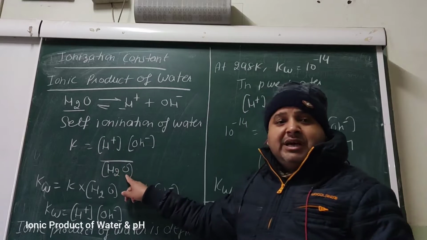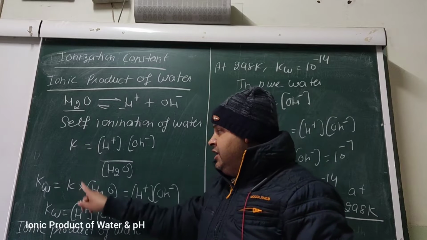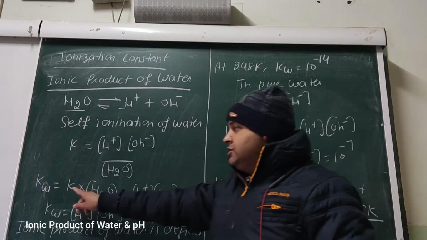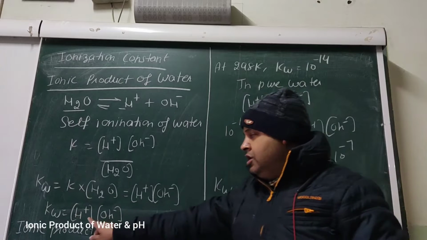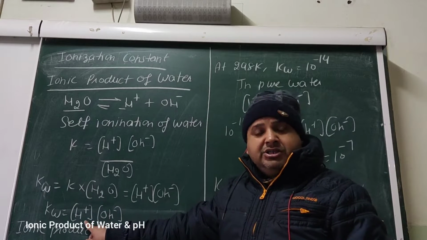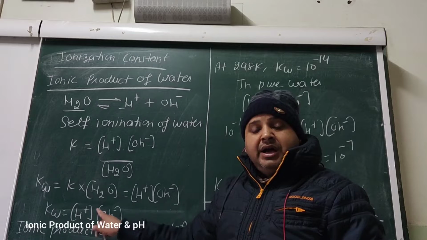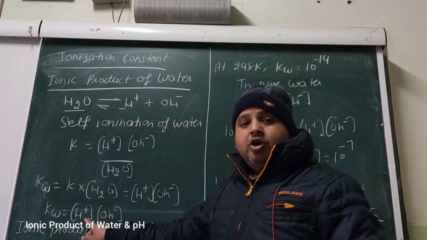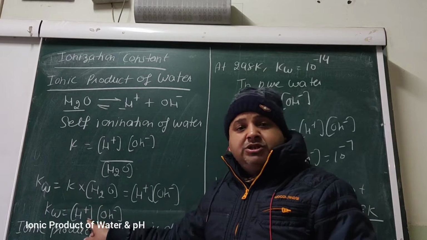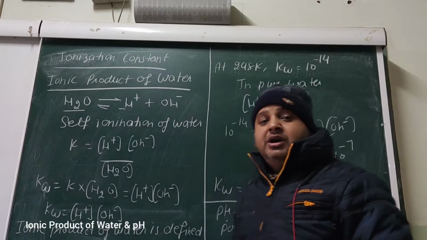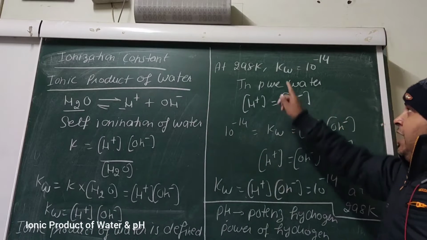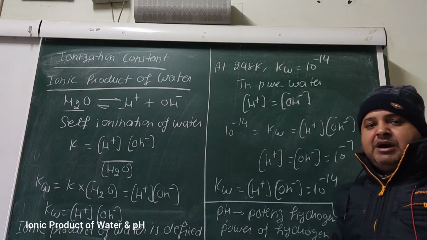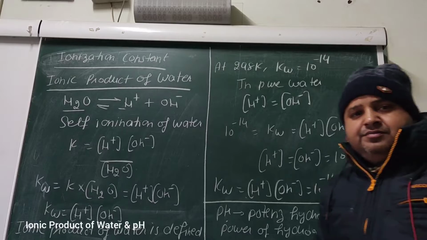Now this H2O is in excess. When we multiply it with K, we get a new constant that is called Kw, the ionic product of water. So the ionic product of water is equal to the product of the molar concentrations of H+ and OH-. This is called the ionic product of water. At 298 Kelvin, Kw is always equal to 10 raised to power minus 14.